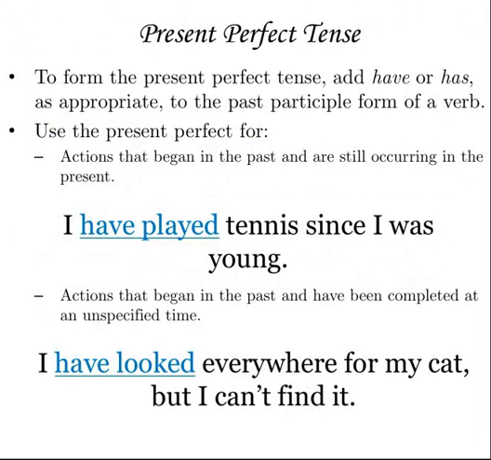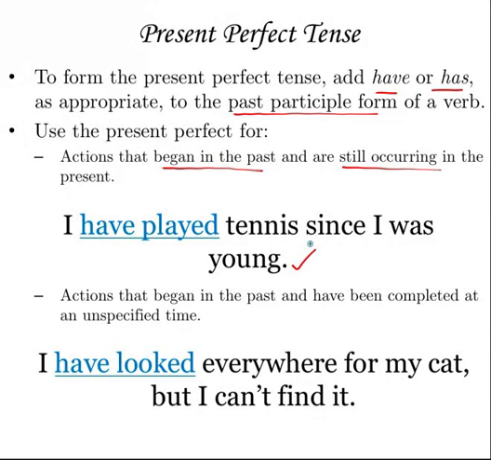All right, the present perfect tense. To form the present perfect tense, you add have or has, as appropriate, to the past participle form of a verb. Now, you use the present perfect for several things. First and foremost, you use it for actions that began in the past and are still occurring in the present. They started at some point long ago and they're still going on. So, our example is, I have played tennis since I was young. At some point in the past, I began playing tennis. I still play tennis. Therefore, I have played tennis since I was little.